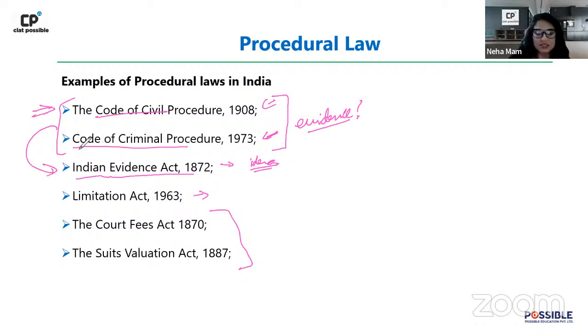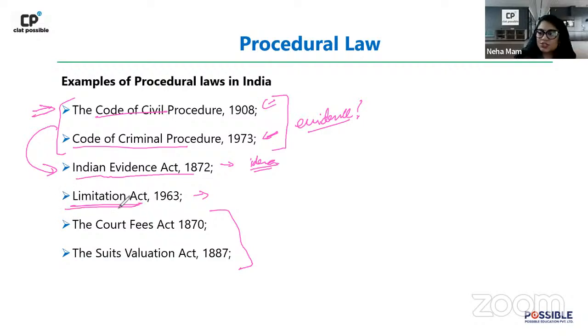Now your CPC and your CrPC, both of them have the same evidence law, right? Whether it is the CPC, the Civil Procedure Code, or the Criminal Procedure Code, whether it is a civil case or a criminal case, the law of evidence is the same for both. You have only one Evidence Act. You don't have separate laws of evidence for civil and criminal cases. This is the third type of important procedural law. The fourth is your Limitation Act.